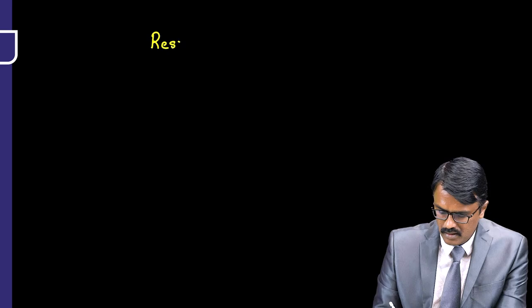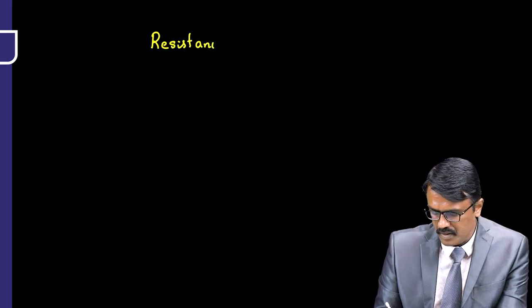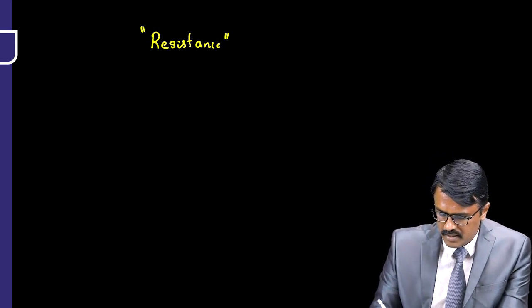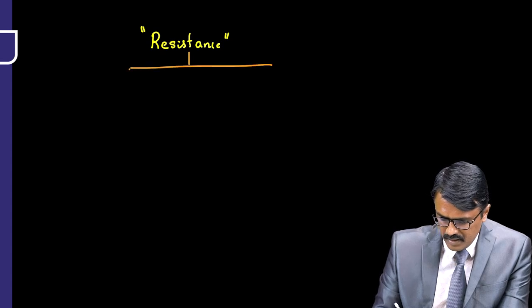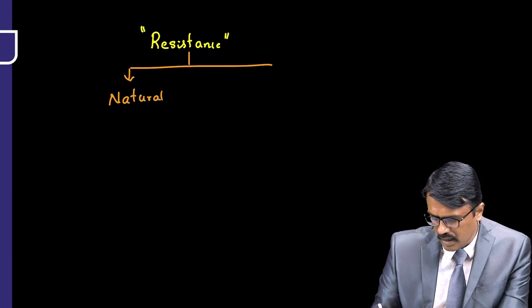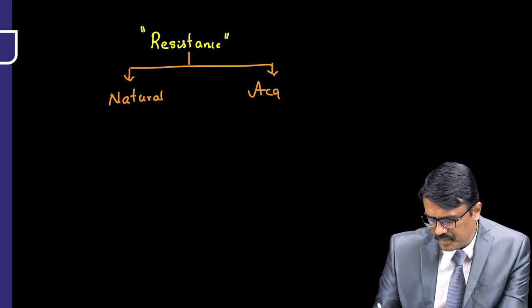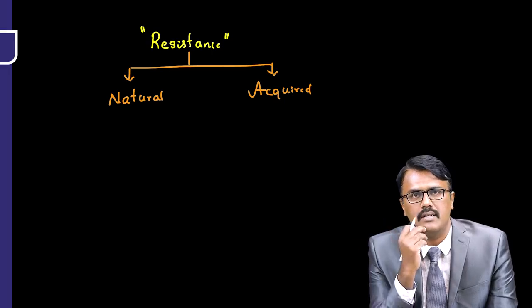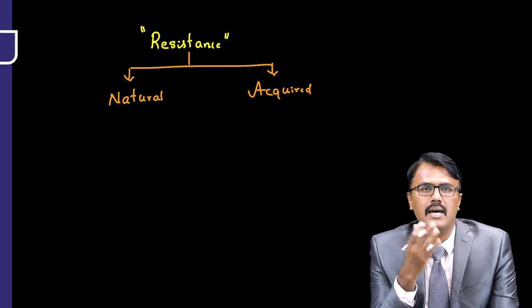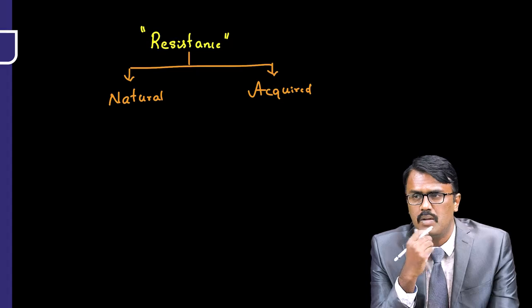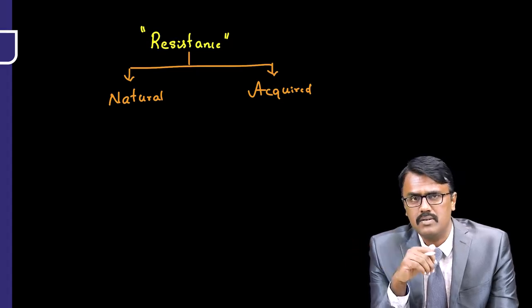Now, resistance means the drugs will not kill the microbe. The resistance can be of two types. It can be natural or it is acquired. Now, what do you mean by natural? Natural means that from the beginning they are resistant, because the target may not be blocked by the drugs, or the metabolic pathway may not be blocked by the drugs. So that is natural resistance.